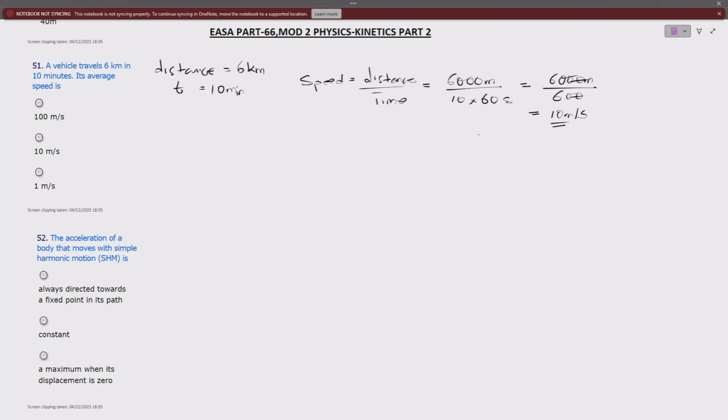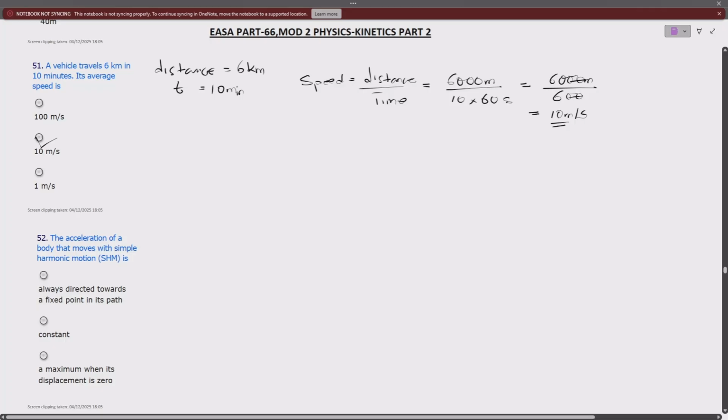So that is the average speed. If you travel 6 kilometers in 10 minutes, the average speed, this is straightforward. You have to list the parameters down, what has been given. You have the distance, you have the time. You put down the suitable formula. So speed equals distance over time. Our distance is 6,000 meters. Our time is 600 seconds. When you divide it, you're going to get 10 meters per second. That is the right answer.